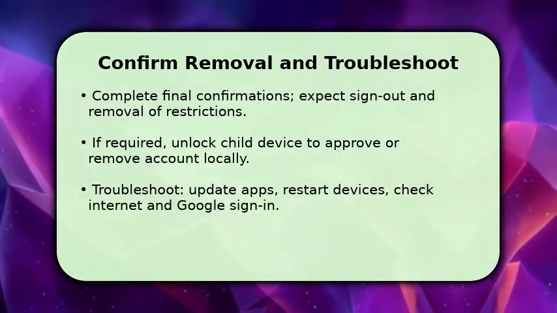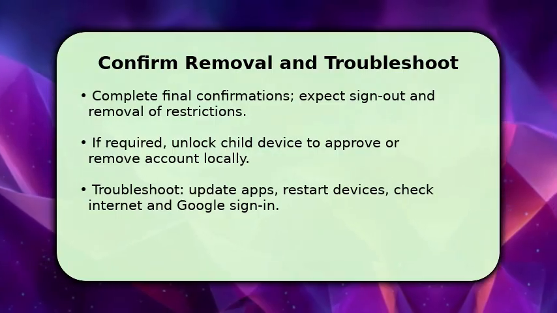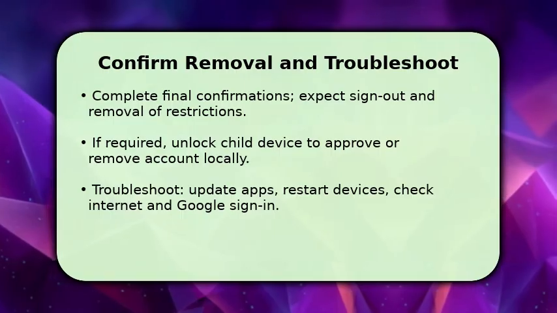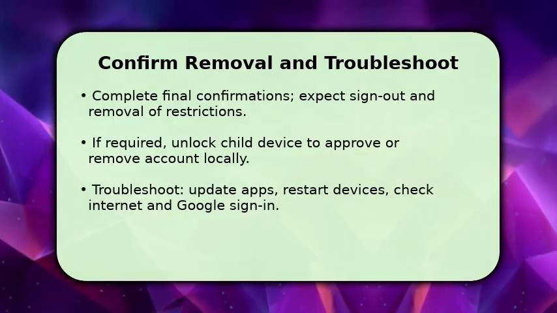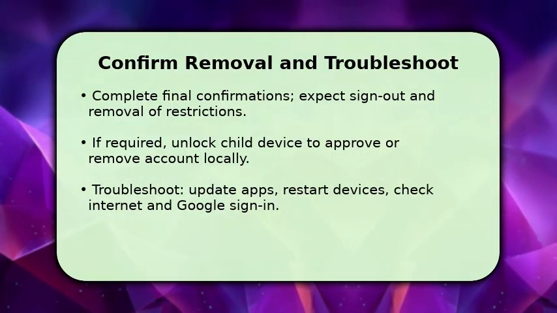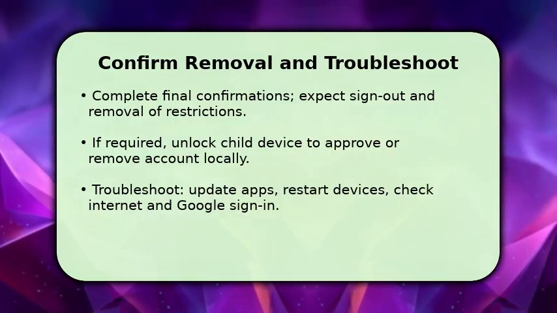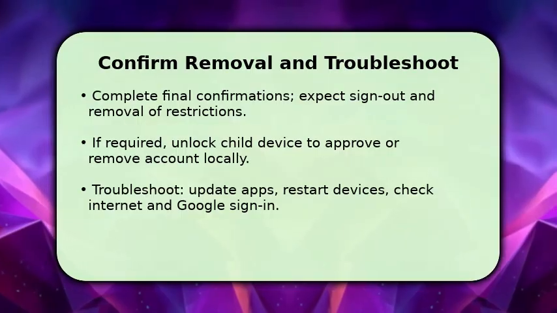If something goes wrong, update the Family Link and Google Play Services apps, restart both devices, and verify internet connectivity and Google Sign in status. These steps fix most hiccups and allow you to retry the removal without losing important account data.